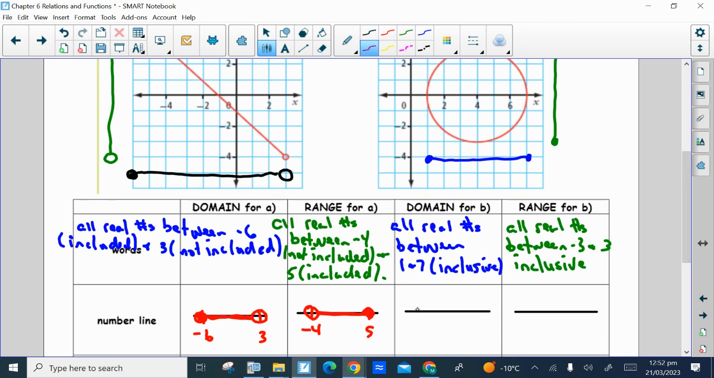On a number line, we'll go from 1 up to 7 for the domain. The endpoints are included, so that's a closed dot and a line between them. The range goes from -3 to +3. Again, they are both included, so closed dots and a line in between.